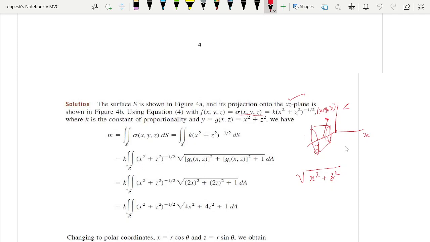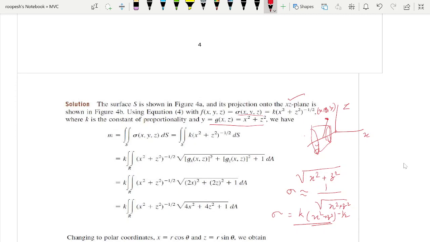Now it's given that this is inversely proportional. That means your sigma is proportional to 1 by square root of x square plus z square. So you can write this as sigma is equal to k into (x square plus z square) raised to minus 1 by 2. Right? So that only they have written. Now where k is a constant of proportionality and y is equal to g of x, z, that's equal to x square plus y square. Right?